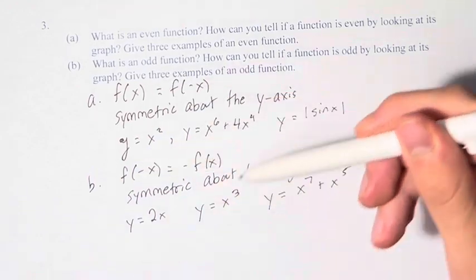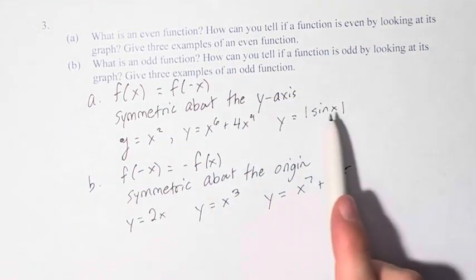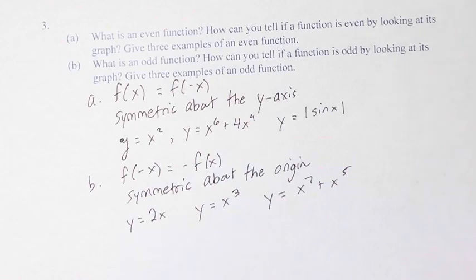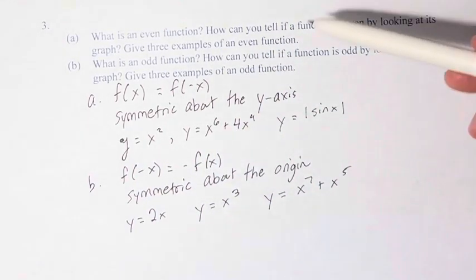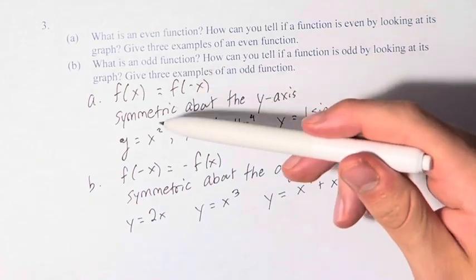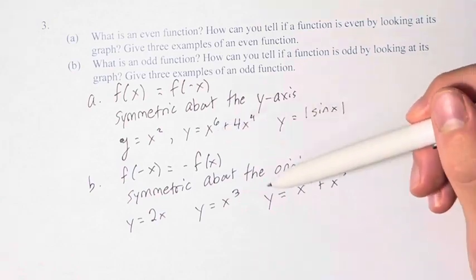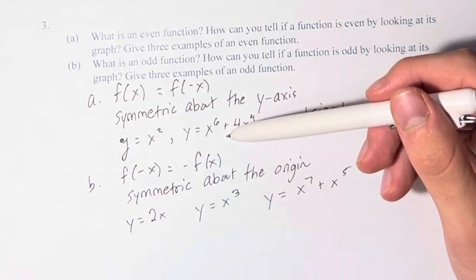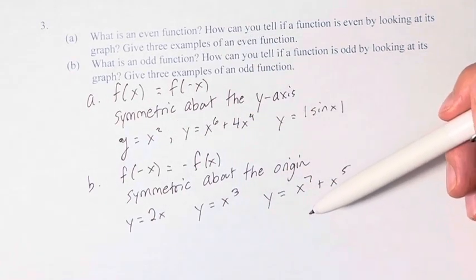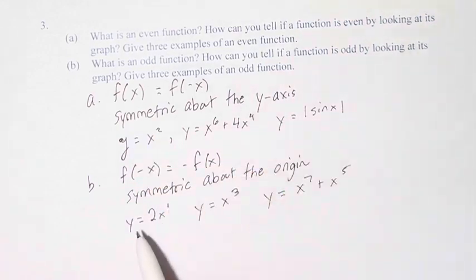Now, for some of these, it might seem obvious why they're even or odd because you can picture them in your head, but just a tip, a hint that isn't actually required, but is sort of helpful. If you have a polynomial and all the variables are raised to even powers, it's an even function. If it's all odd powers, it's an odd function. So that's how I came up with these off the top of my head, along with the absolute value of sine of x.